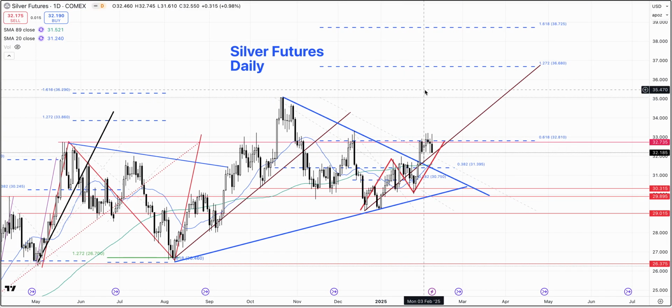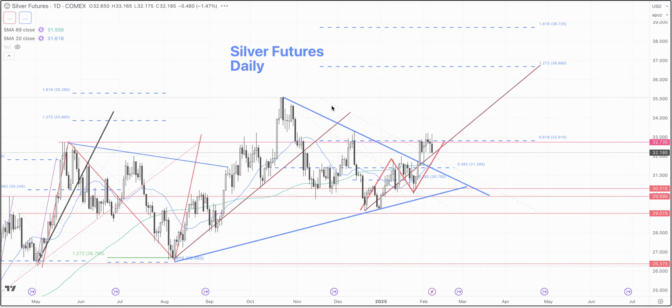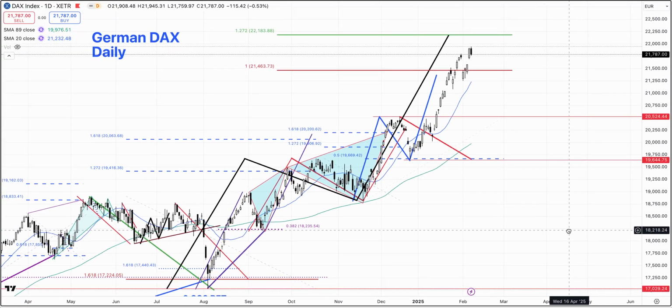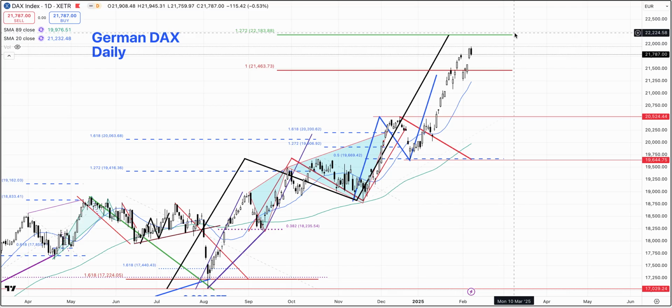Okay, now we'll go and take a look at some of the global equity indices. This is the German DAX. German DAX has been very strong. The chances are you could get to 22,183, or roughly 22,000. It's just not too far away.